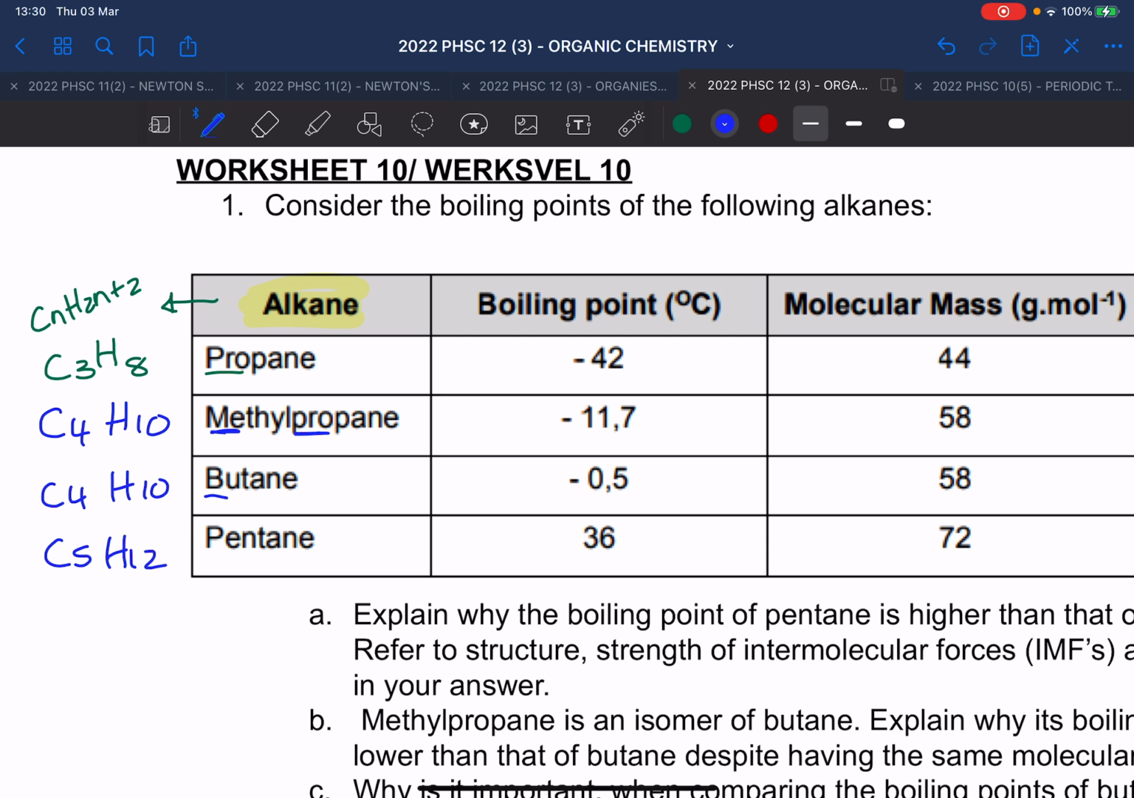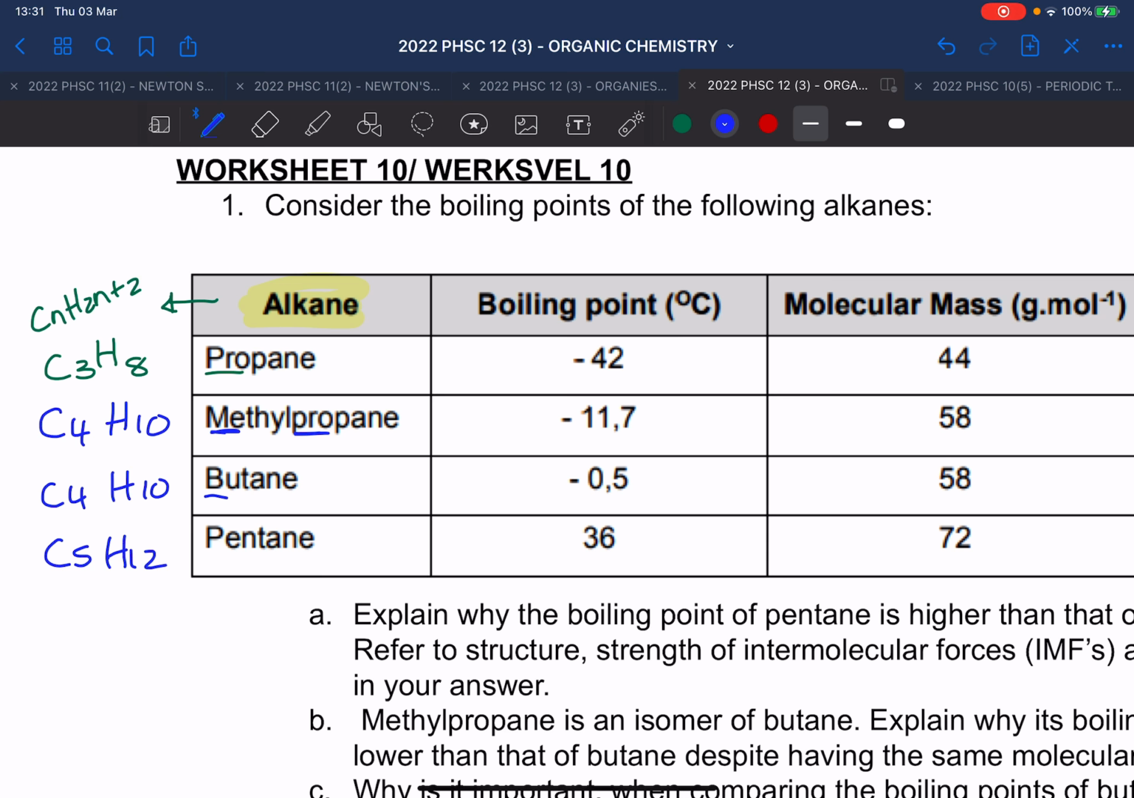What you can see is the molar mass of these two are the same. Why? Because they are isomers. But we can see their boiling points differ. We see there that the one with the side chain has a lower boiling point. Why? Because it has weaker intermolecular forces. Do you see that? Sure.